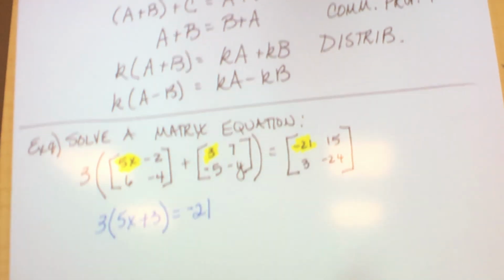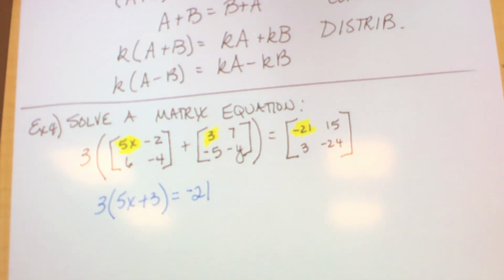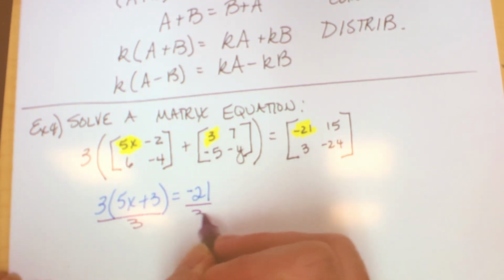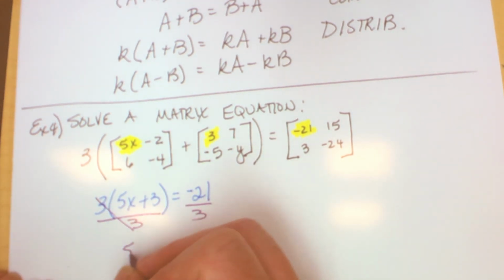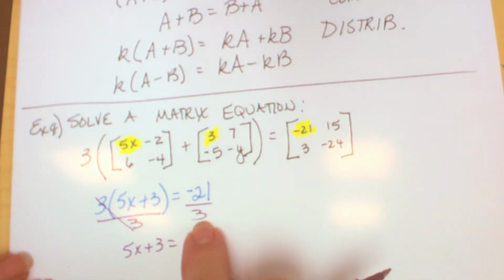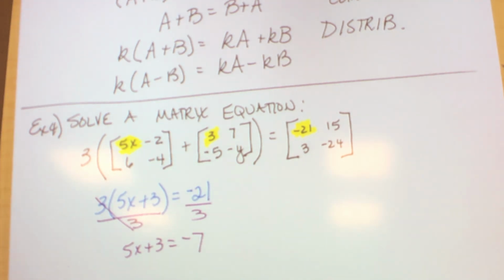-21. Okay, so instead of distributing the 3, what could I do with that 3 to get rid of it? Yes, I could. Jacob says you can divide that dude out. All right, so he's gone here, and I'm left with 5x plus 3 is equal to, what's -21 divided by 3? -7. Now I'm solving for x. Tell me what to do. Subtract 3. Perfect. Is everybody okay?